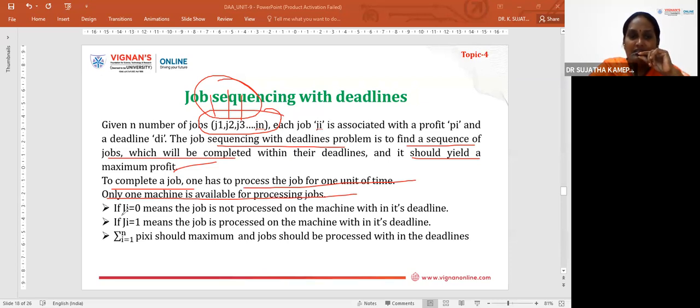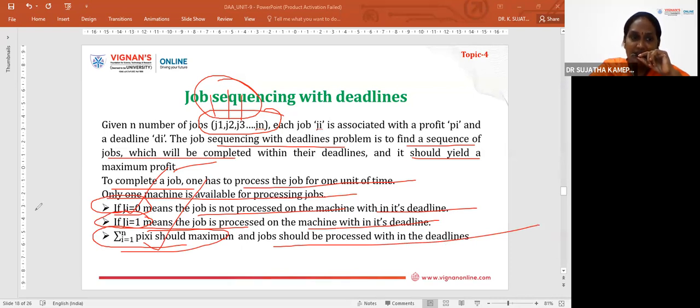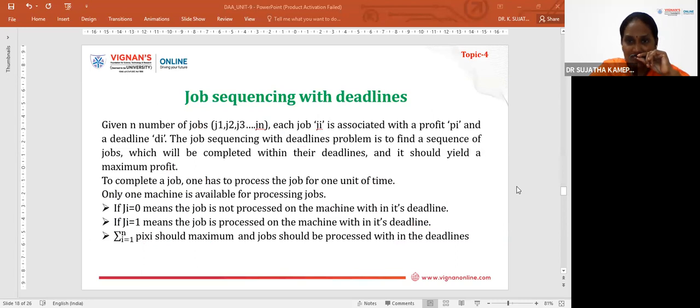Here the job values can be represented as either 0 or 1. If the job value is 0, it means the job is not processed on the machine within its deadline. If the job value is 1, it means the job is processed on the machine within its deadline. When I select a subset of jobs, the profit earned by that subset should be maximum, and all the selected jobs should be processed within their deadlines. So we need to find the subset of jobs in such a way.